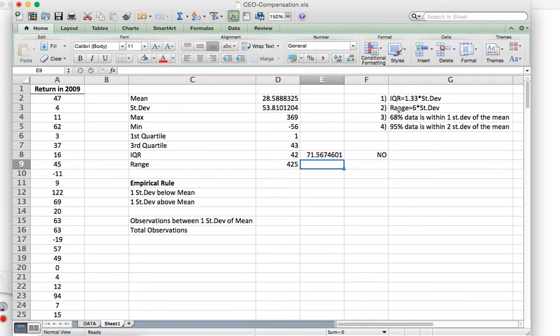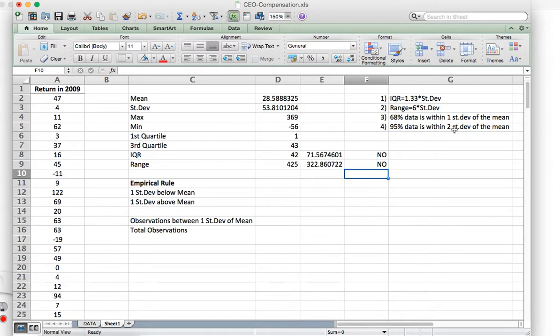The second rule is that the range of our data should be equal to 6 times the standard deviation of the data distribution. So let's have a look at that as well. 6 times standard deviation. Well, it also tells me that no, it's not. So as you can see, this doesn't hold. I mean, the normality assumption doesn't apply to our data, so it is not normally distributed.